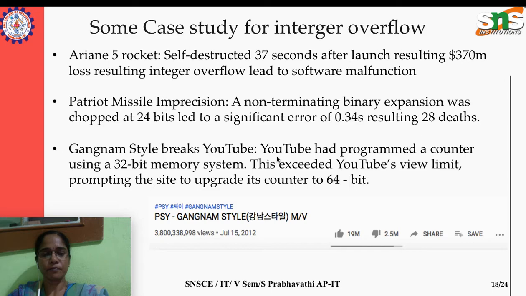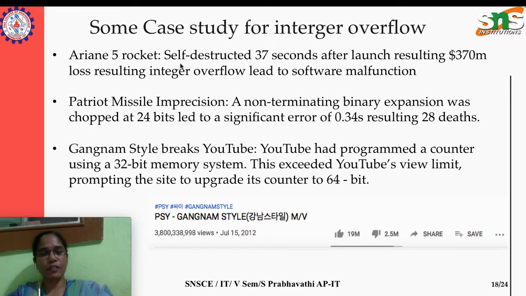Now I'll take you through a simple case study about the major role it plays when we chop off or round off the extra bits. You should explore more about this. There is a rocket called Ariane 5. Around 1996, I forgot the exact date, you just explore it.